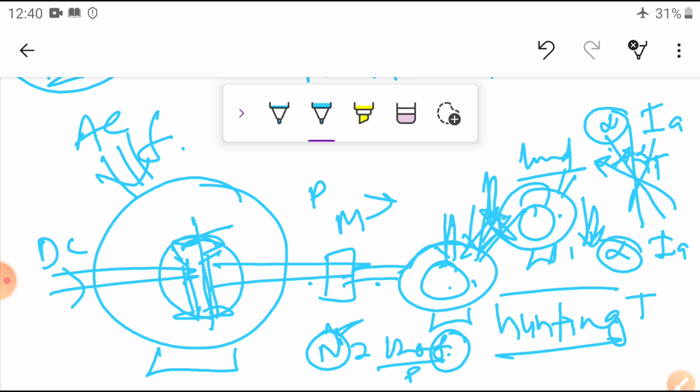What is hunting? By varying the load on the rotor suddenly, the rotor overshoots and undershoots, overshoots and undershoots. Oscillation takes place. This oscillation of the rotor is hunting of the synchronous motor. It is undesirable. How do we recover from this, how do we nullify it?